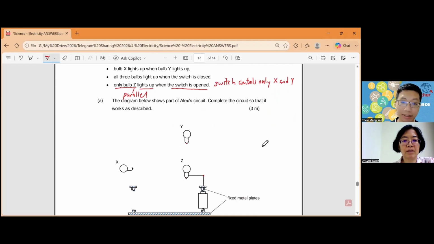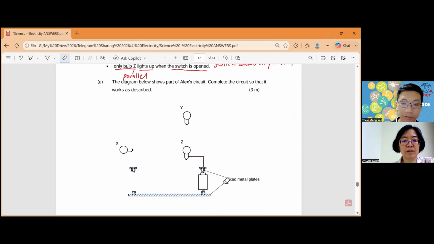So let's try that and see whether it works. Alright, so now you try to understand these fixed metal plates. Some of you might not have seen metal plates like this before. Actually, you can find them in all your devices.